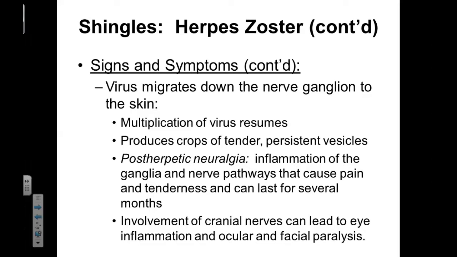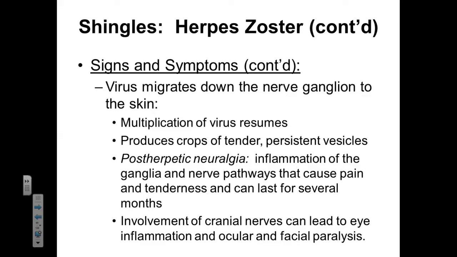As the virus is migrating through the body, it will move through the nerve ganglion and then towards the skin. As this virus is migrating through the nerve ganglion, multiplication of the virus will resume, and it's going to produce a crop or a multitude of tender lesions that are persistent on the surface of the skin. And they will also cause inflammation at the end of the nerve ganglia. This is known as post-herpetic neuralgia. And as this inflammation occurs, there's extreme pain and tenderness that can last from days to months.